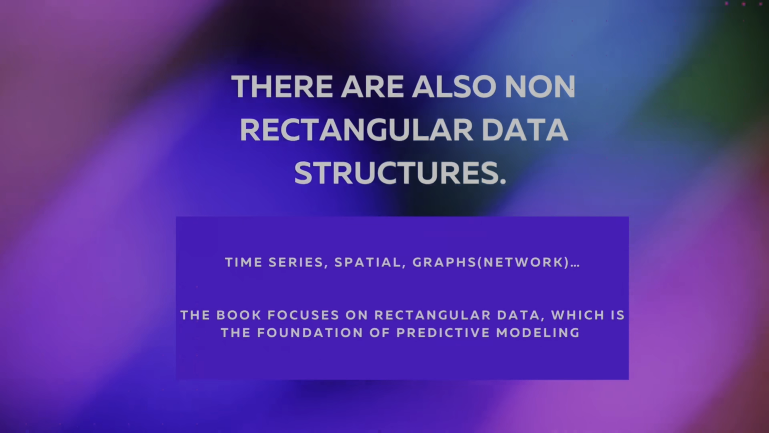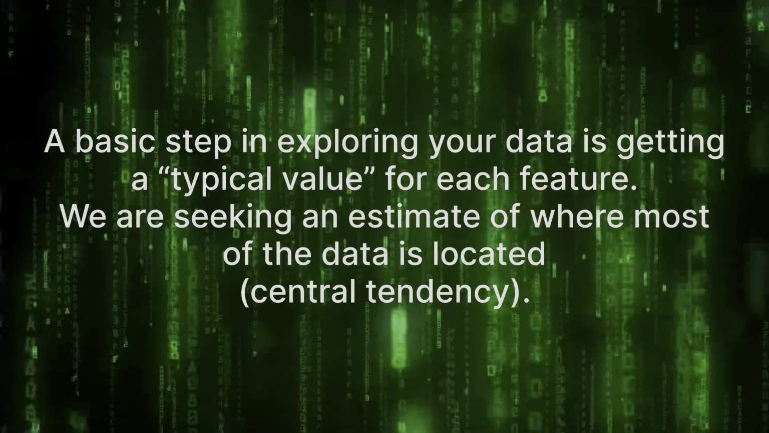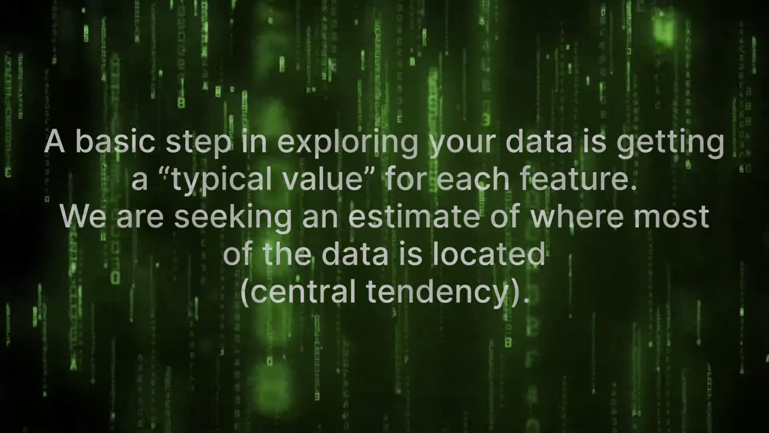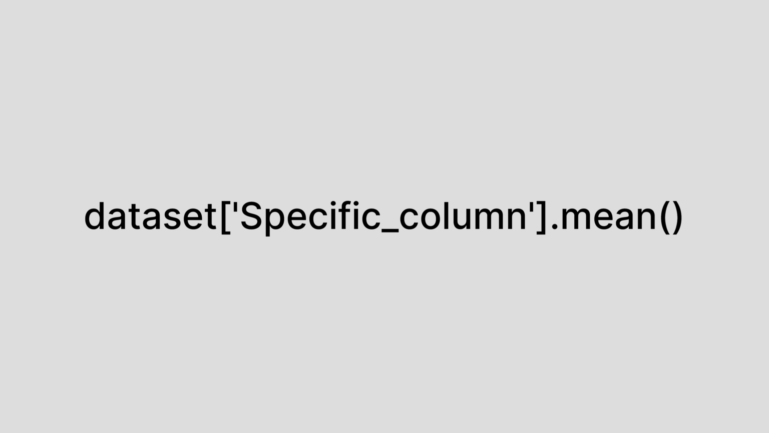When we discuss mean, we are seeking an estimate of where most of the data is located. We've got our weighted mean, which is the sum of all values times a weight divided by the sum of the weights. We have a mean, the sum of all values divided by the number of values. And we have outliers, a data value that differs from most of the data. And here we are showing you a snippet of code for how to get the mean. You enter the dataset, that specific column, and then the mean function.